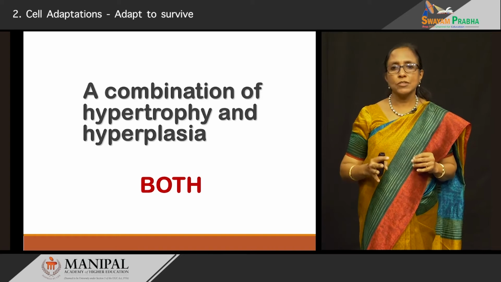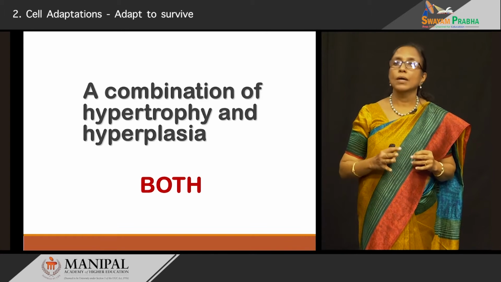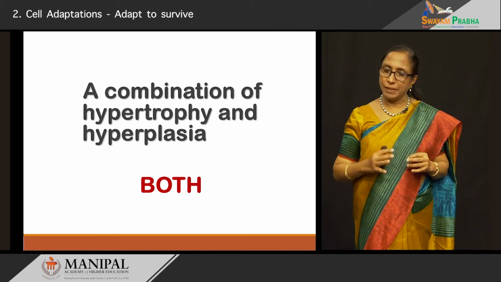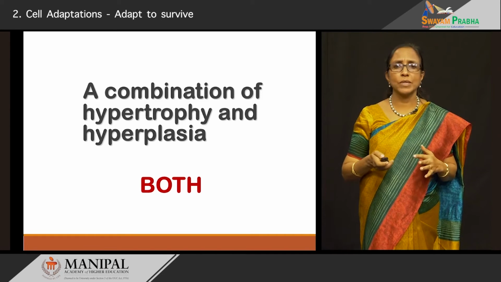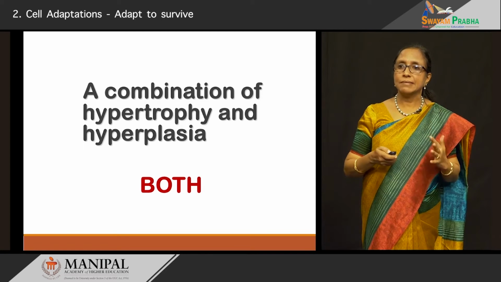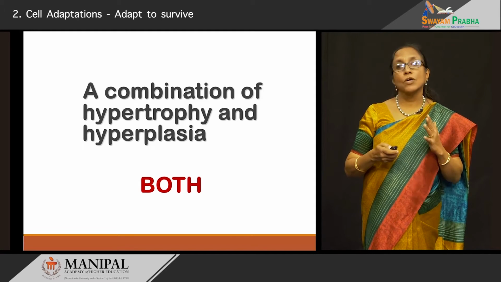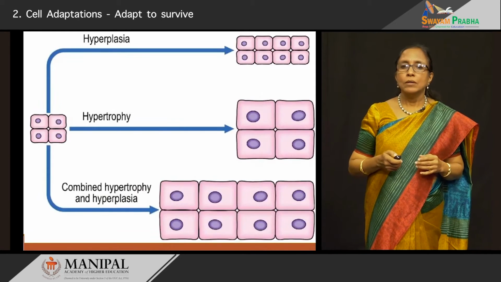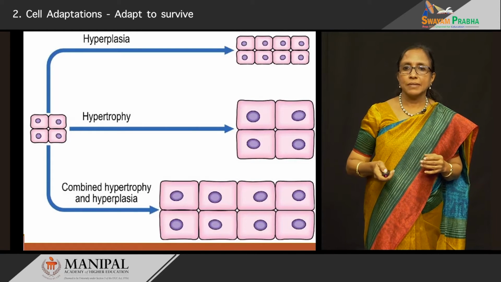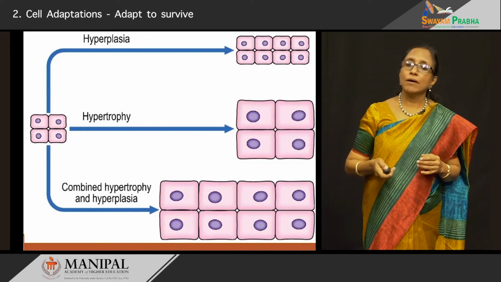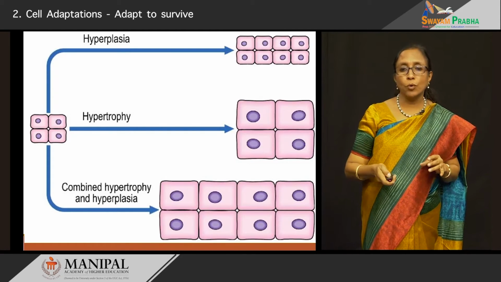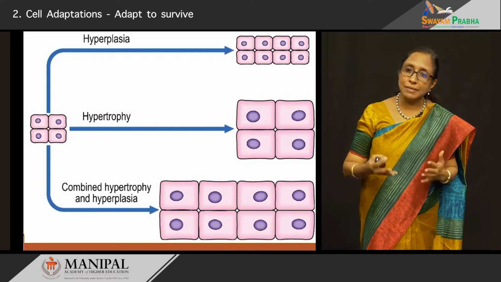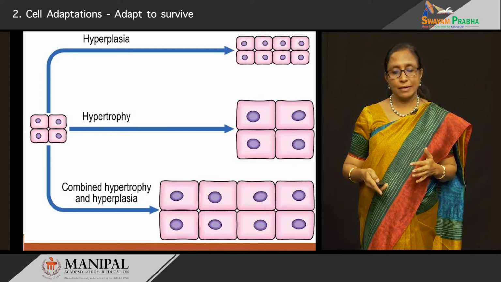Now, going on to the third situation where we have both hypertrophy and hyperplasia. That is also seen very commonly, and some of these situations have both these changes coexisting. So, when we have hyperplasia, there is an increase in the number of cells. When we have hypertrophy, there is an increase in the size of the cells, and when we have both, we can have an increase in the cell size and an increase in the cell number.